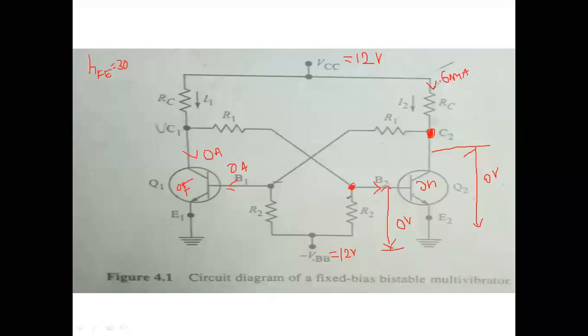Without knowing this IC current, we can't solve for RC, because here we had assumed the voltage is 0. If we know the current, then voltage divided by current gives us this resistance. If we don't assume this current, we are unable to find this RC value. Therefore we will assume this value as 6 milliamperes.